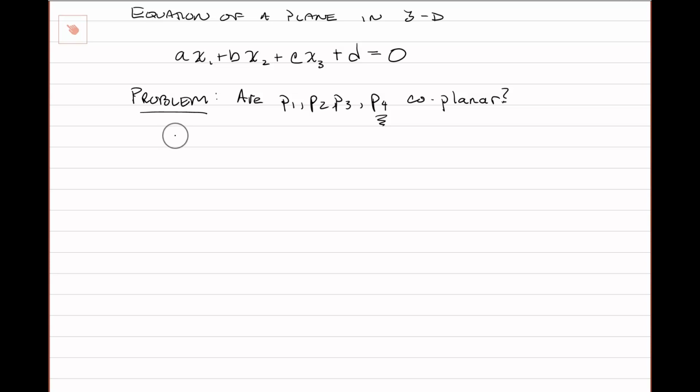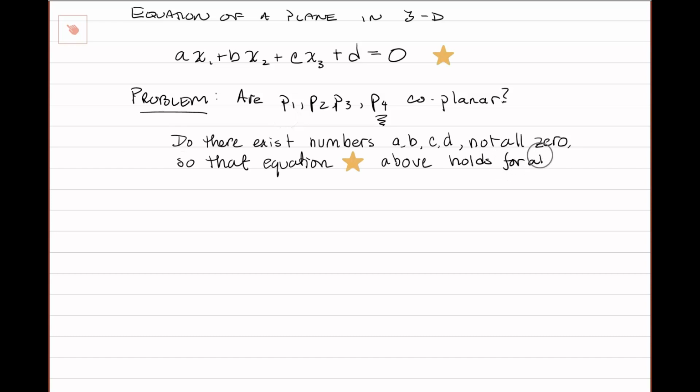So let's ask if there exist A, B, C, and D so that the coordinates of these points all satisfy that equation. So do there exist numbers A, B, C, and D, not all 0, so that the equation above that I've labeled with the star holds for all of those points?